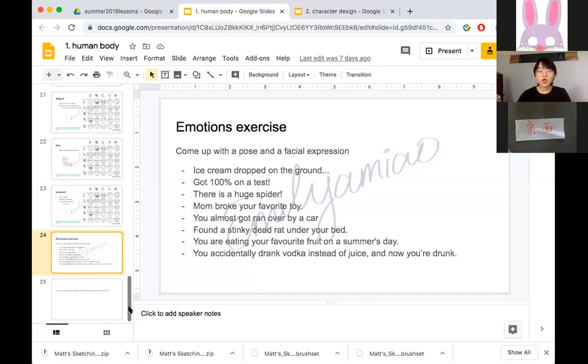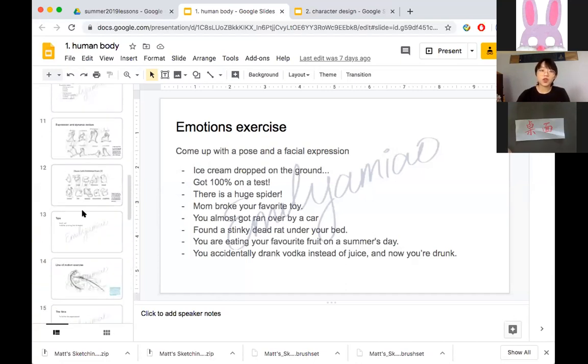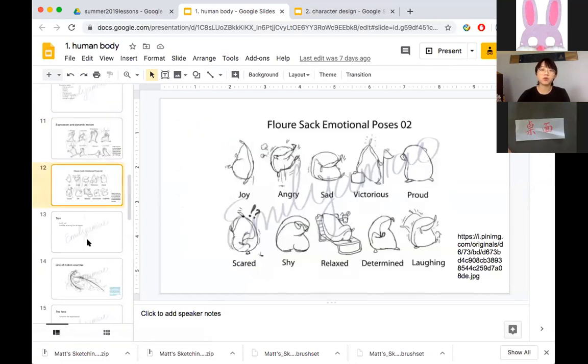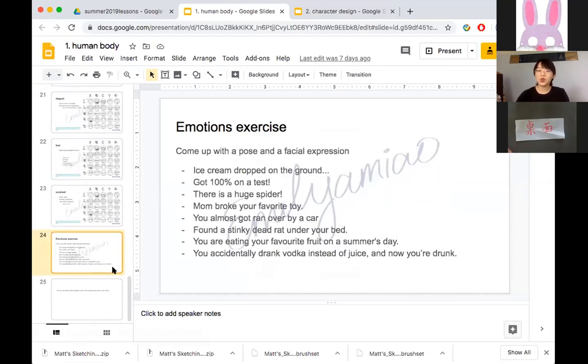And also this homework, I said here, come up with a pose and a facial expression. The pose and the facial expression both have to fit one of these prompts that I've given you, okay? Not just the expression, not just the pose, but both. And I told you to take into account everything that we've learned so far: the dynamic motion, the emotions of body language, and also the line of action. Take it into account to do this homework.